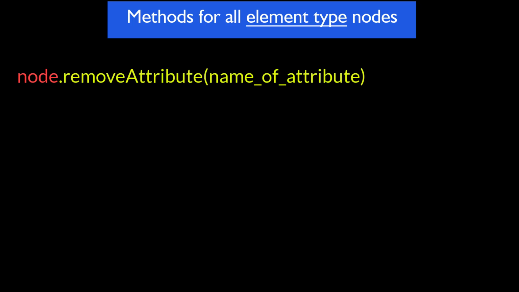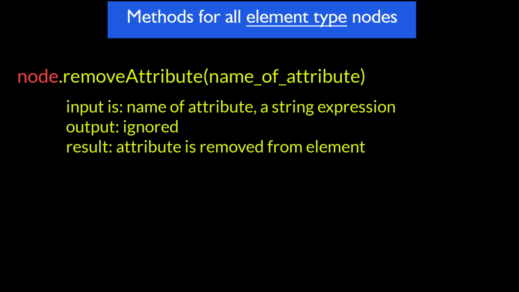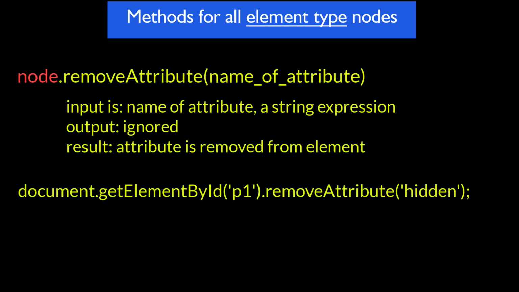RemoveAttribute. The input is the name of the attribute, a string expression. The output is ignored. It removes the attribute. So for example, document.getElementById parent p1.removeAttribute hidden.